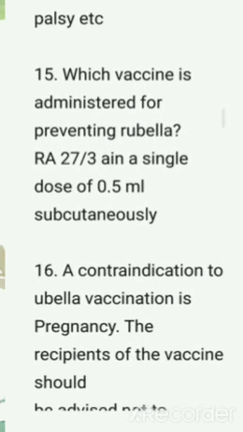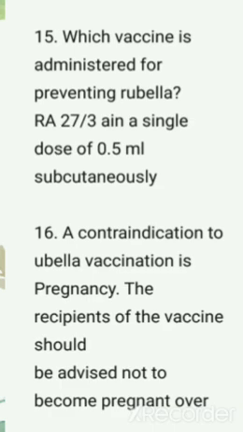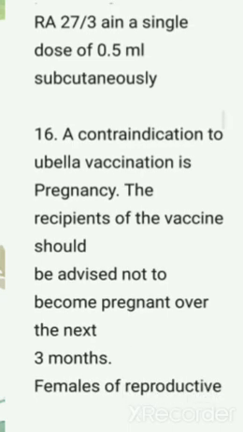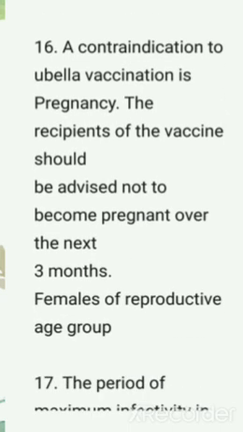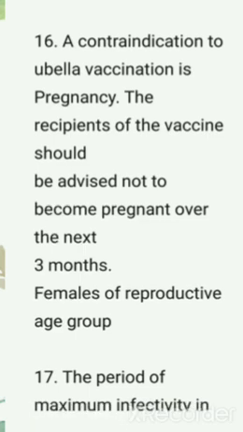Question number 15. Which vaccine is administered for preventing rubella? Correct answer: RA27/3 in a single dose of 0.5 ml subcutaneously. Question number 16. A contraindication to rubella vaccination in pregnancy. The recipients of the vaccine should be advised not to become pregnant over the next 3 months.